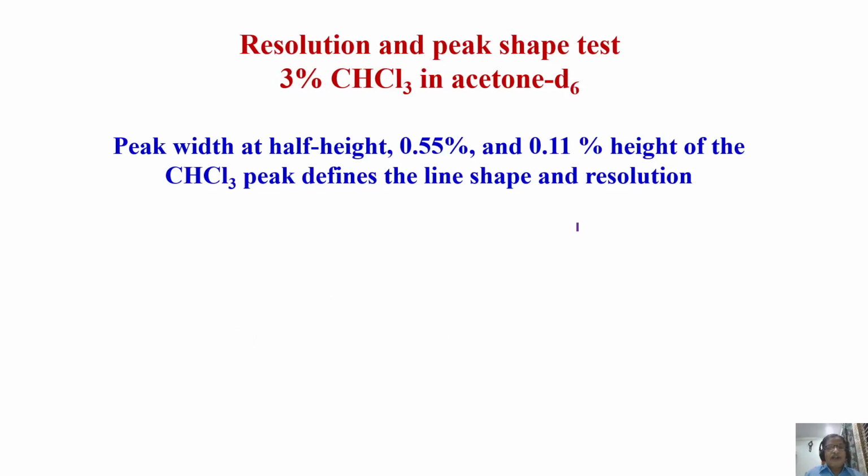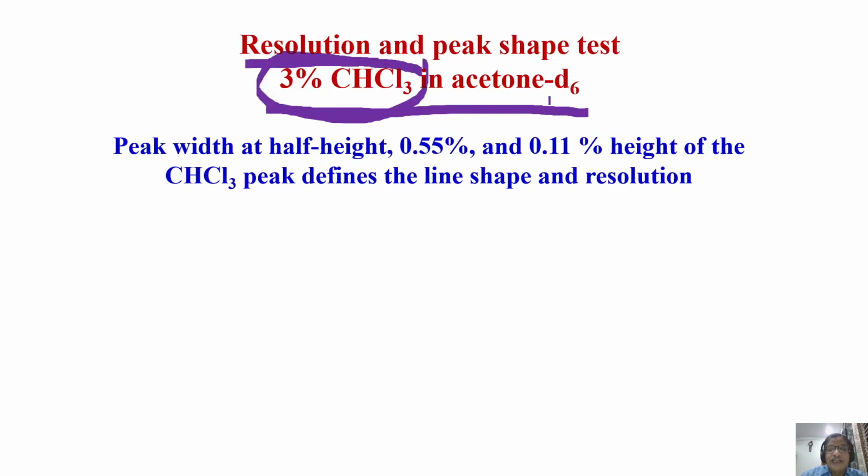For that, in the good old days, people were using what is called orthodichlorobenzene. At a lower frequency spectrometer like 300 or 400, it was an AA'BB' spin system, strongly coupled, giving 24 peaks. The challenging task was to tune the homogeneity to resolve all 24 peaks. That used to give you better resolution. But nowadays that is outdated. The recommended peak shape test and resolution test are done with 3% CHCl3 in acetone-d6.